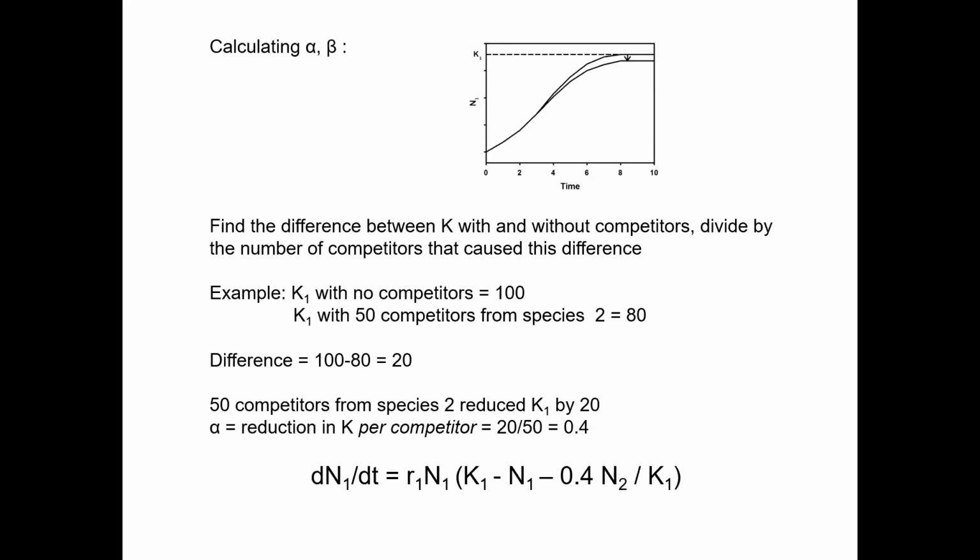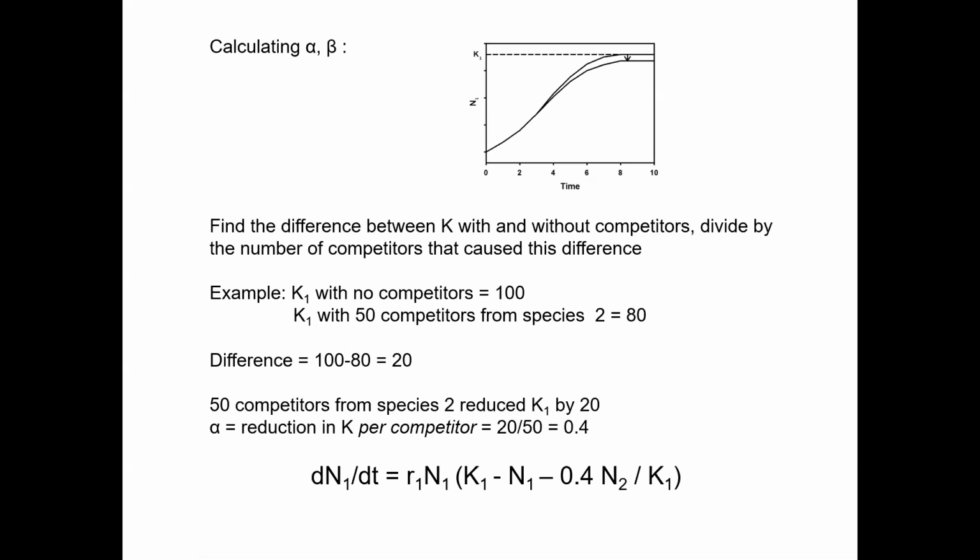So here's an example. We've got a little species that has a carrying capacity of 100, and let's say it's in a test tube. If we add 50 competitors of a different species, let's say the number drops from 100 down to 80. So adding this number of individuals of species 2 caused K to drop by 20 individuals. So what's the average effect of each competitor? Well, the total difference is 20, and it took 50 competitors to cause that reduction. So 20 divided by 50 gives you a competition coefficient of 0.4. It's as simple as that.